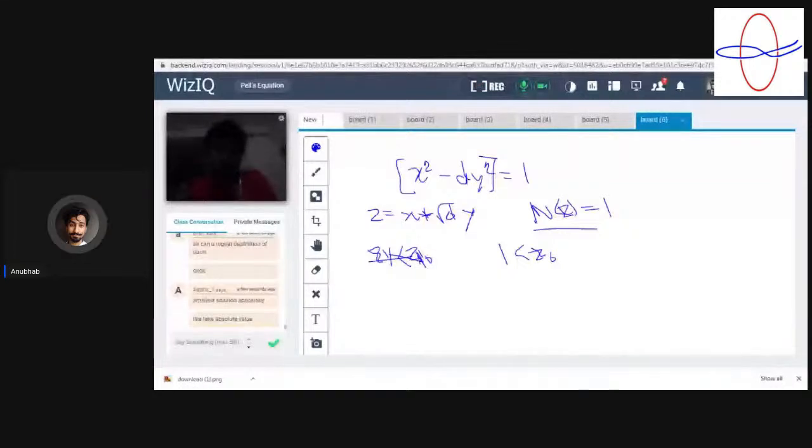The theorem is this: if z naught is the smallest solution greater than 1, then z equals plus or minus z naught to the power n. Here n can be negative also. If n is minus 3, that basically means it's the third power of the conjugate of z.